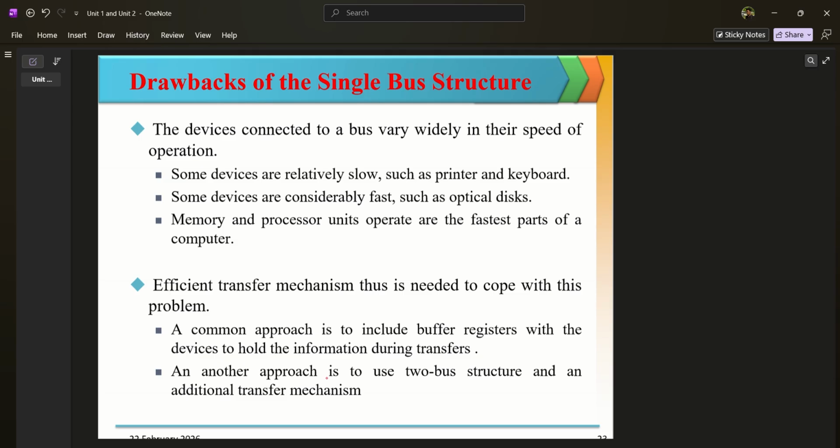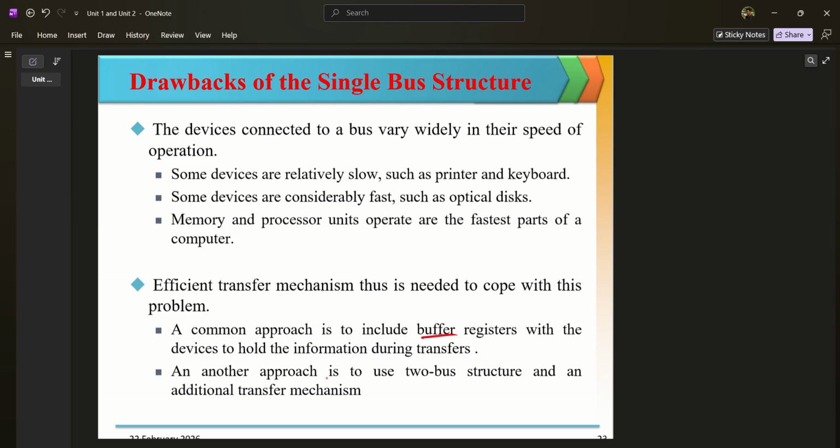So what do you do? What is a common mitigation technique used here? It is to use buffer registers with the devices to hold the information during the transfers. Basically, we use buffer registers along with the devices to hold information until the bus is free again to move without any trouble.